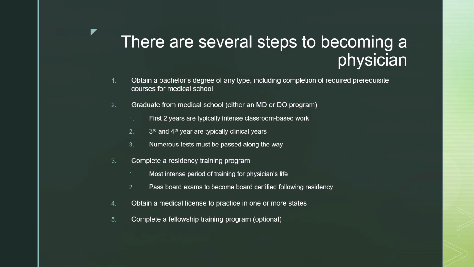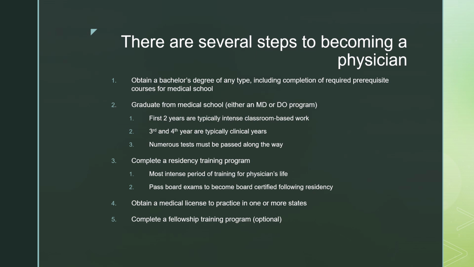After you get into medical school, you have to go through 4 years of medical school training, typically. This is either an MD or medical doctor or a DO program. The first 2 years of medical school are usually intense classroom-based work. You usually are studying all day, every day, for 2 years. Your third and fourth year of medical school are typically clinical years where you do rotations in different specialties in the clinics and hospitals. And you have to pass numerous, usually multiple choice tests along the way.